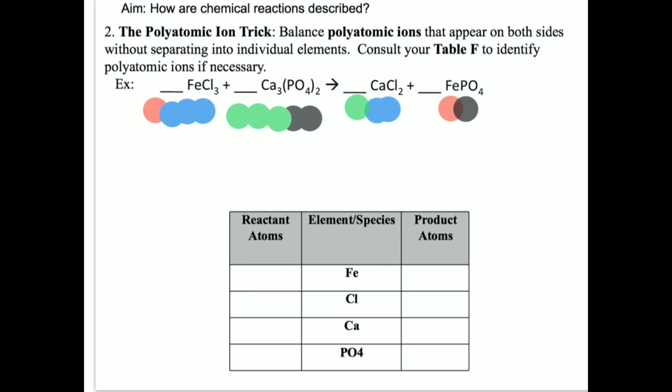Now that we have the pictures drawn, let's count the number of elements on both sides of the reaction. It's always a good idea to divide the reactants from the products. On the reactant side, we have 1 iron and 3 chlorines. We also have 3 calcium and 2 phosphates. Notice I did not count the phosphorus and oxygen separately, and I just counted phosphate as a single unit. So I have 2 PO4s. On the product side, you can note that we have 1 calcium, 2 chlorines, 1 iron, and 1 phosphate.